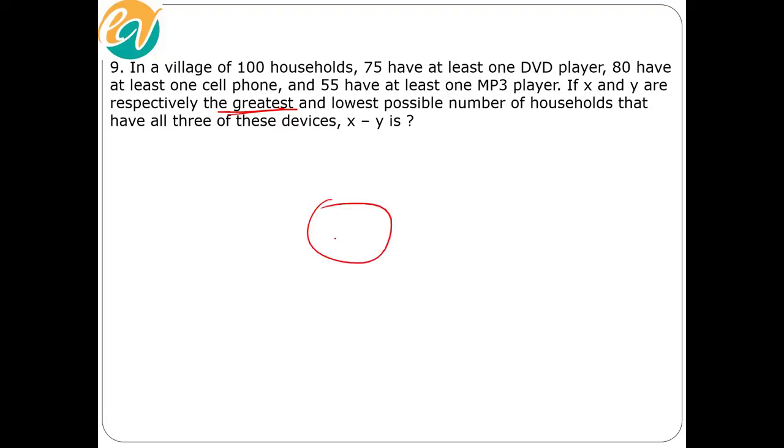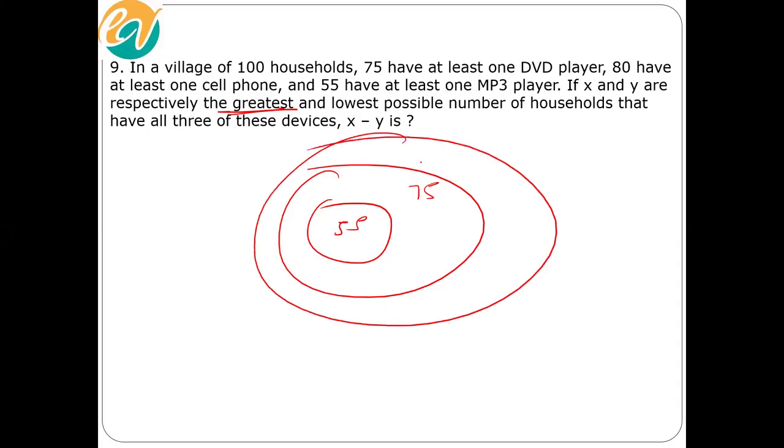So 55 have MP3, right? So the greatest would be that all these 55 are also the ones that have DVD, and are also the ones that have cell phone. So 55 is the greatest number of households that will have all the three. Are we clear with this?